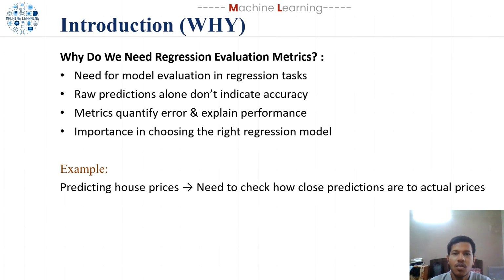When we build regression models such as house price prediction and stock price prediction, we need to analyze how accurate or inaccurate our trained models are. Simply looking at predictions is not enough. We need to look at how incorrect or correct our predictions are and how far off the predicted values are from the actual values. That's where the regression metrics come in.